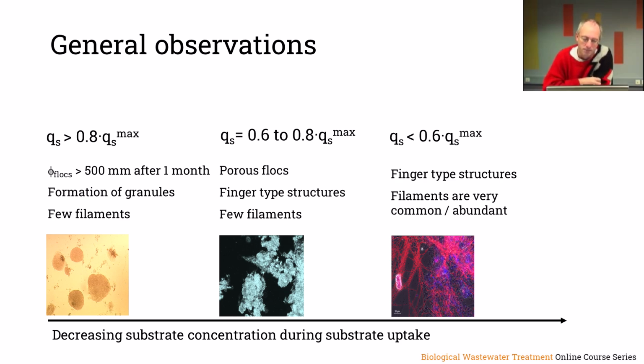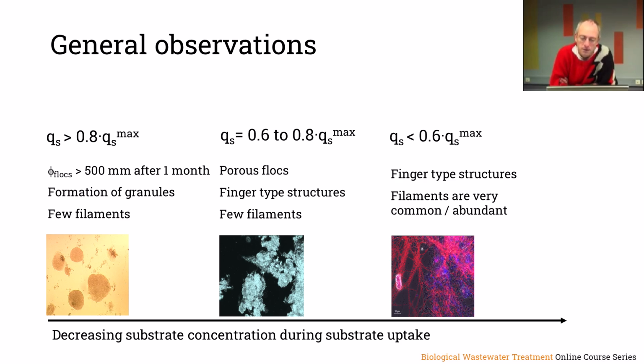What we effectively see, if we now make a kind of listing, is that the substrate concentration at which the bacteria take up the substrate, so effectively which sets their growth rate, is very important for the type of morphology we get. If the substrate uptake occurs at 80% or more of the maximum substrate uptake rate, then we get very nice flocs and even formation of granules. And we see very few filamentous bacteria. And we get very nice granular particles in the reactors.